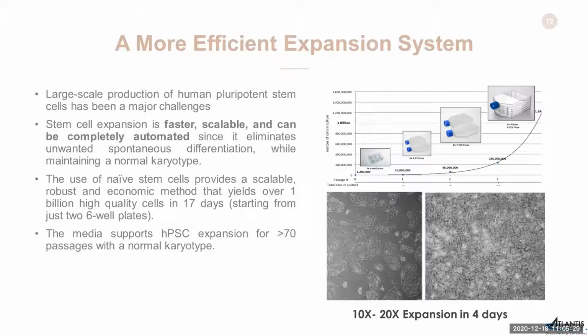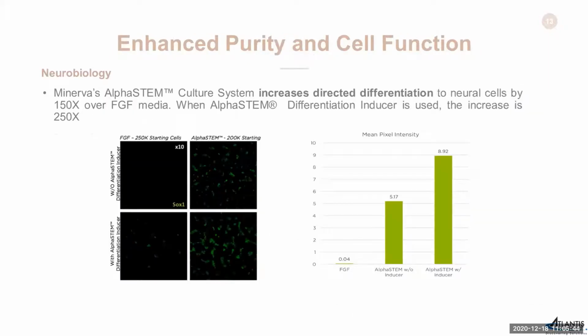So essentially, if we look at the images, it shows how many more cells we can get in a naive state using our system. We have tested up to more than 17 passages with a normal karyotype. Using our system, it has enhanced purity and cell function. It's a lot more scalable and a lot easier to automate.